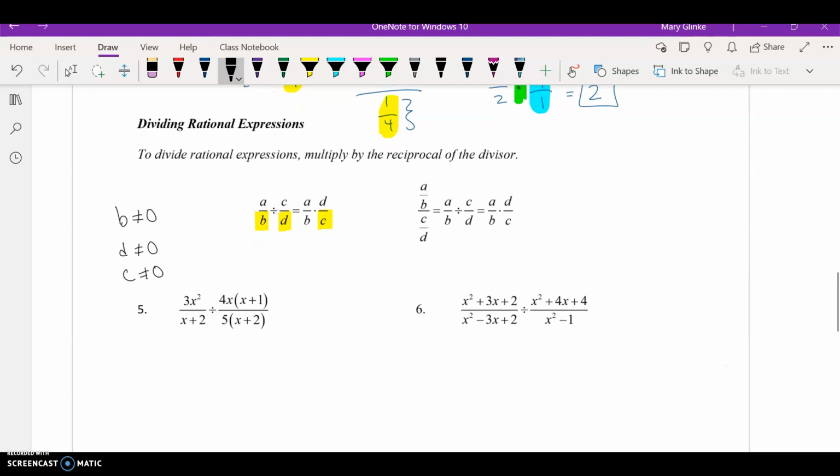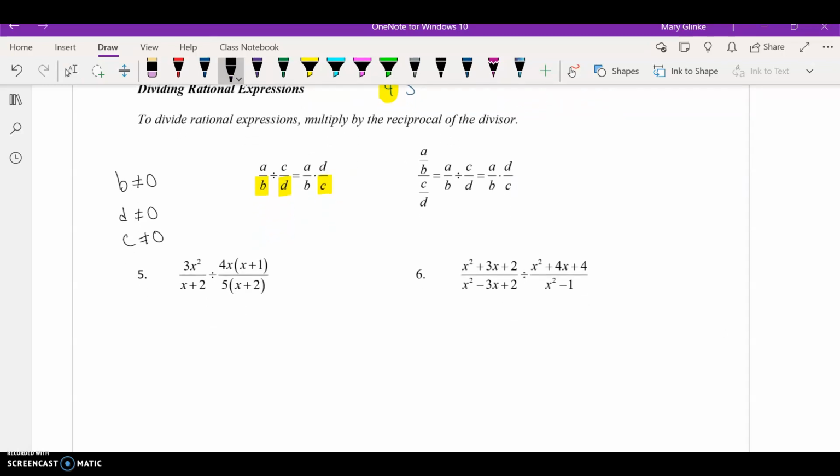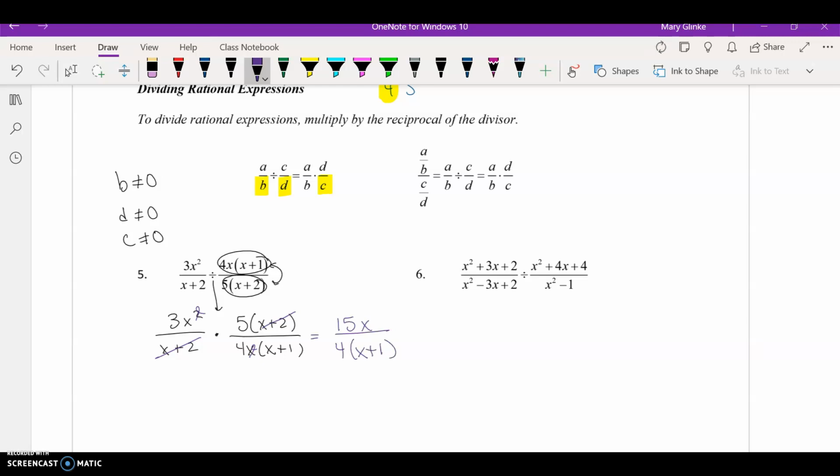So let's take a look at number 5 first of all. So notice how it's already in factored form, which is nice. We're going to leave our first fraction alone. We're going to change the division to a multiplication, and only the thing that comes right after the division is actually being divided. This is where we're going to flip our numerator and our denominator. So we have x plus 2 and 5 in the numerator, and 4x and x plus 1. So the x plus 2's are going to reduce, one of your x's are going to reduce, and we're going to do 3x times 5 over 4 and x plus 1.